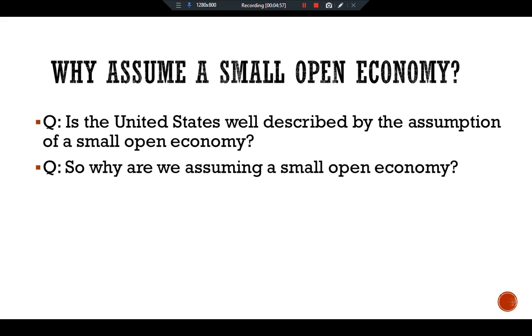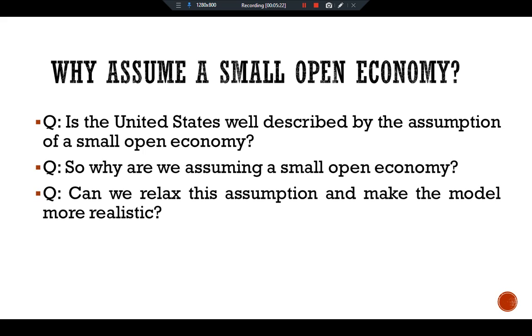Some nations such as Canada and the Netherlands are better described by the assumption of a small open economy, yet the main reason for making this assumption is to develop understanding and intuition for the macroeconomics of an open economy. Assuming a small open economy simplifies the analysis greatly and therefore will help clarify our thinking. The third question is, can we relax this assumption and make the model more realistic? Yes, we can, and we will in the coming section, considering the more realistic and more complicated case of a large open economy. Here we are focusing only on the small open economy.